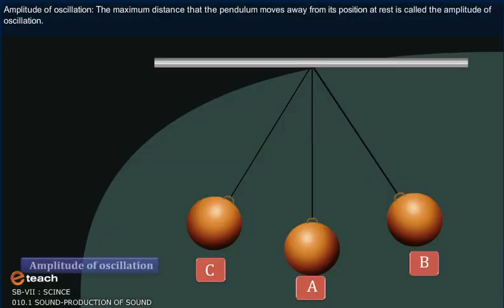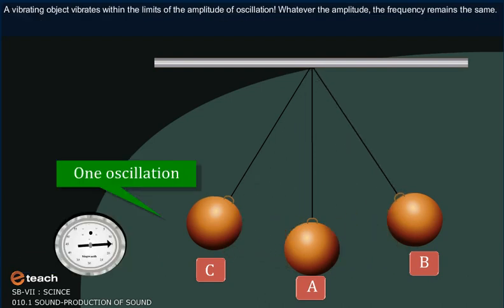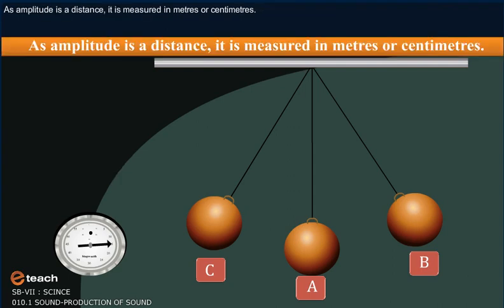Amplitude of oscillation. The maximum distance that the pendulum moves away from its position at rest is called the amplitude of oscillation. A vibrating object vibrates within the limits of the amplitude of oscillation. Whatever the amplitude, the frequency remains the same. As amplitude is a distance, it is measured in meters or centimeters.